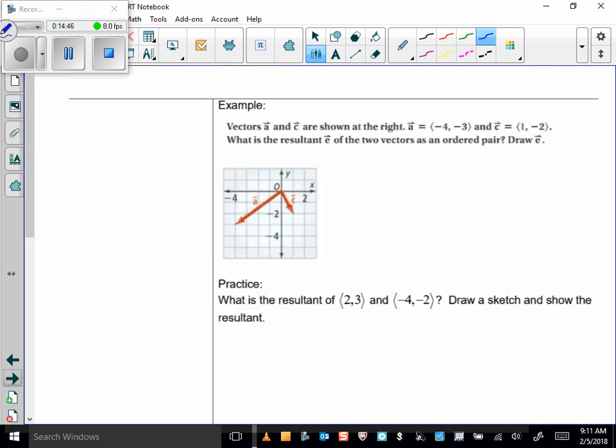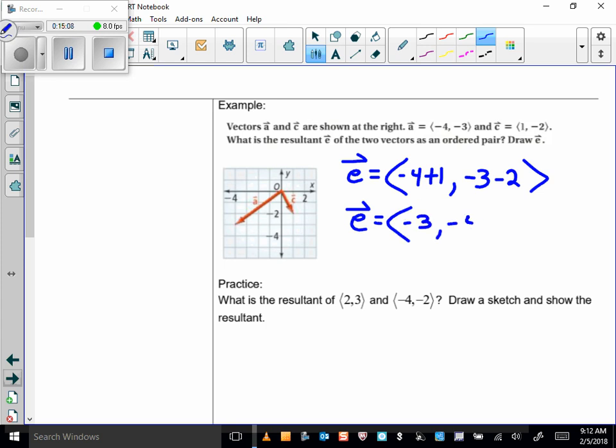Okay, so here's a little example. Vectors A and C are shown at the right. A is -4, -3. C is 1, -2. What is the resultant E? Well, E is going to be -4 plus 1, comma, -3 plus -2. So E is going to be -3, -5. So if I were to sketch in the resultant, 1, 2, 3, 1, 2, 3, 4, 5, that would be the resultant right there.